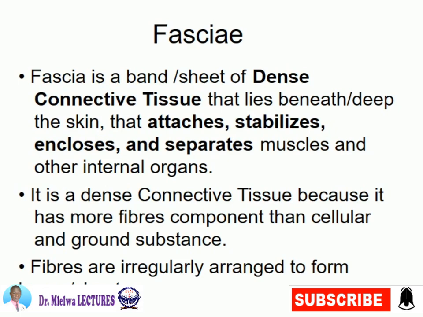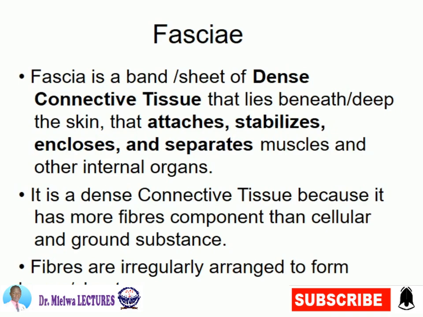Now let's see about some of the structures which tend to associate with the muscles, and let's start discussing about the fascia. Fascia is the band or sheet of dense connective tissue that lies beneath or deep to the skin, that attaches, stabilizes, encloses, and separates the muscles and the other internal organs. So as you can see here, the fascia can perform different functions, such as attachment, stabilization, enclosing, or even separating the compartments of a certain part of the body.